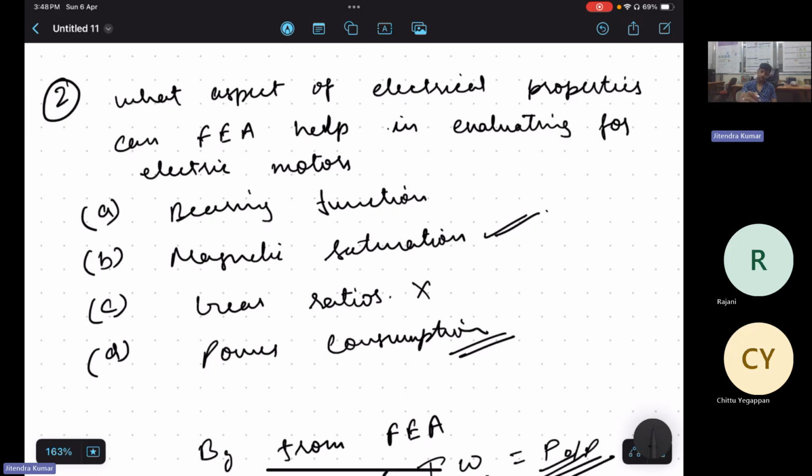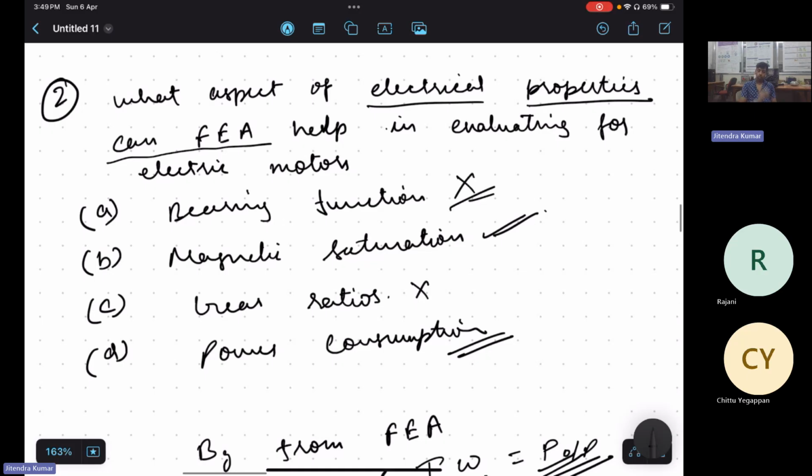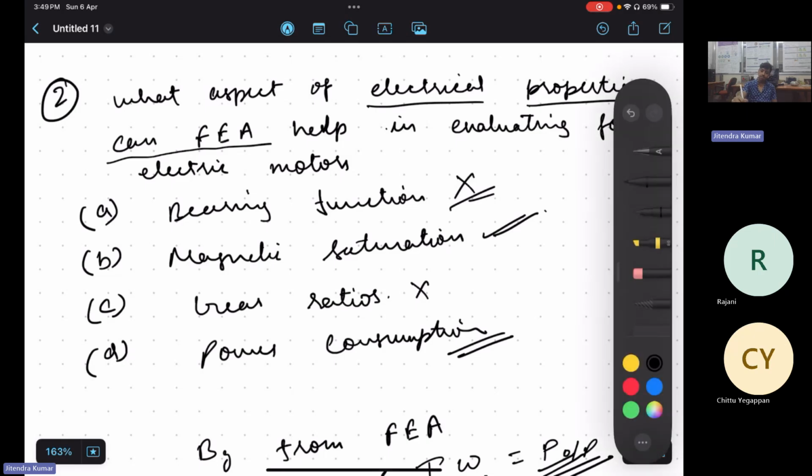But here, you pointed it right, which aspect of electrical properties can FEA help? Of course, bearing is not an electrical property, but you could do analysis of bearing in terms of wear and tear with the help of FEA. Still, it is not an electrical property, so we are going to have to discard it. Okay, so we'll have to go with only option B.